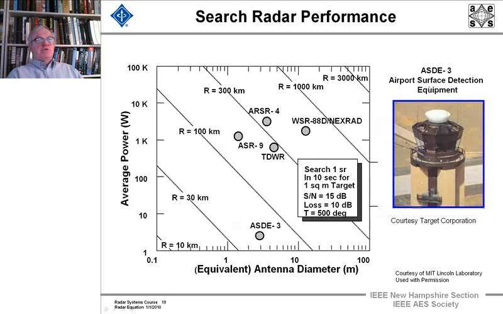This is an airport surface detection equipment located in a radome at an airport. ASDE-3 it's called. It's the third version of the ASDE. And it looks at aircraft that are just taking off and landing and taxiing on runways to make sure that collisions don't occur on or near the ground. And it is located down here. Much smaller power. It doesn't have to see, it's got much less range that it can see, but a fair-sized antenna it's using.